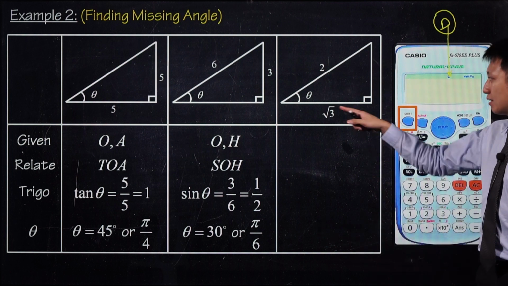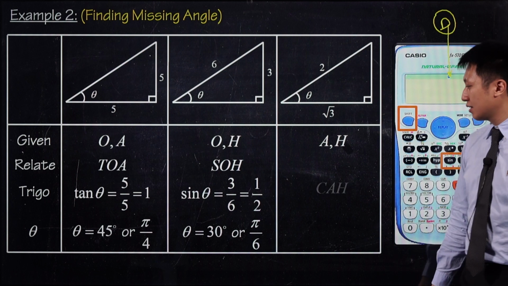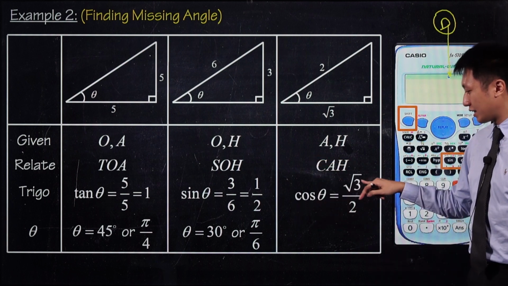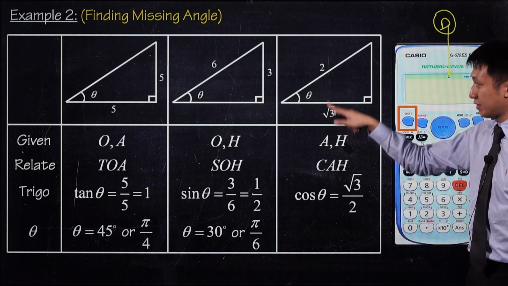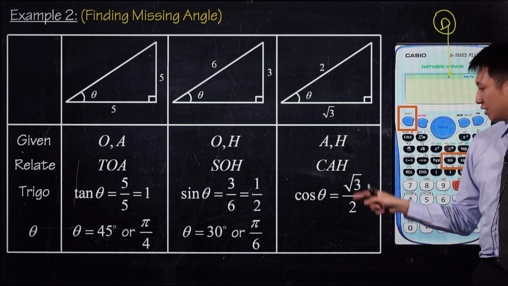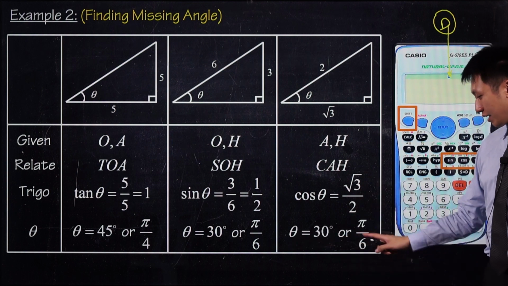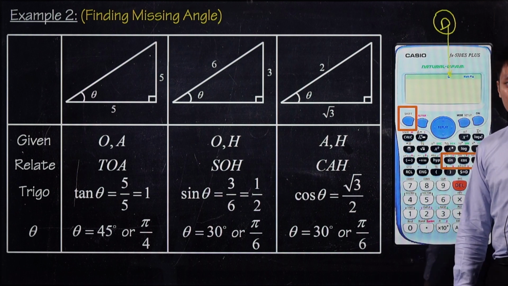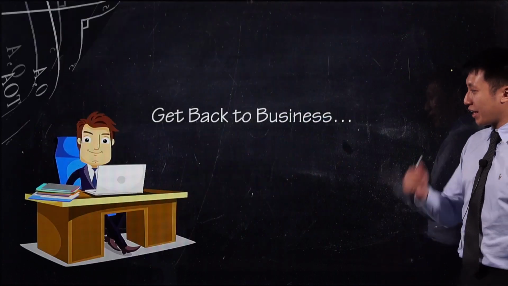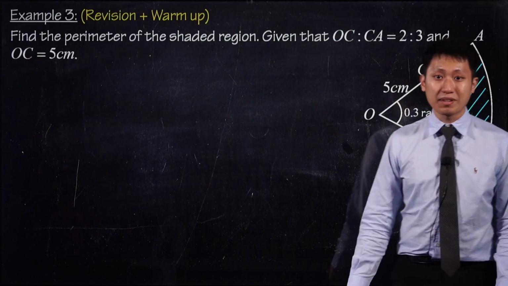Okay, good. Next. You're given adjacent and hypotenuse. So AH, CAH. Cosine, adjacent, hypotenuse. So theta is shift cosine square root 3 over 2. Then you get 30 degrees again and pi over 6 again. Okay, no problem? If no problem, then we can get back to the business. Okay, so we can solve something here.